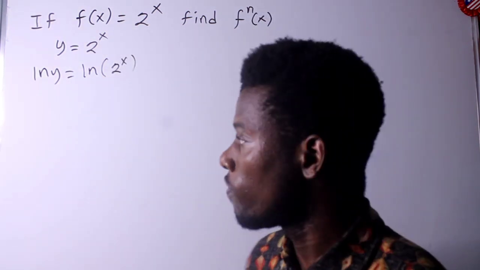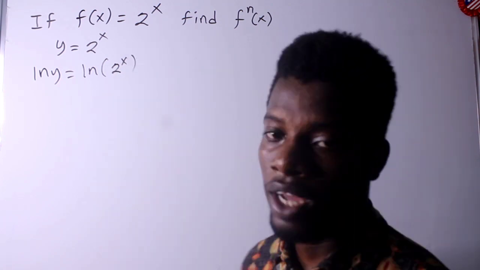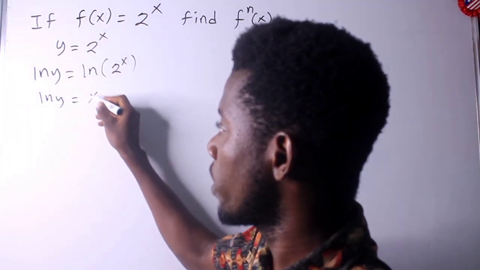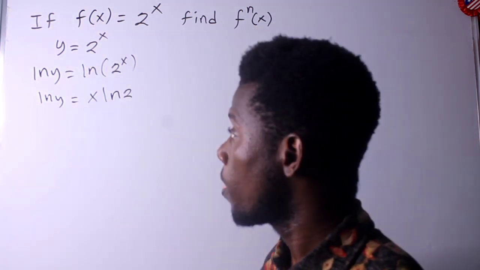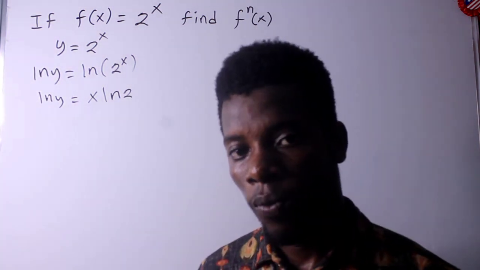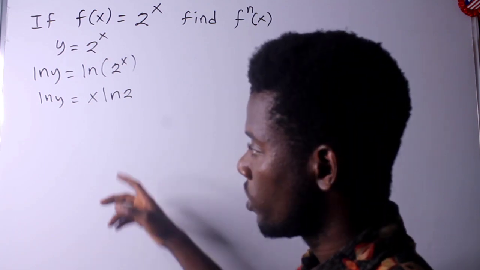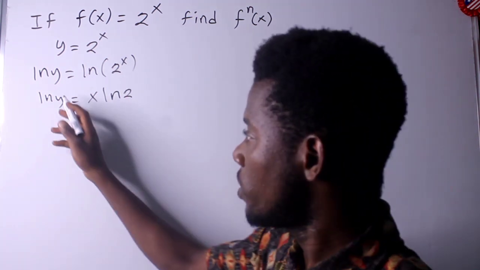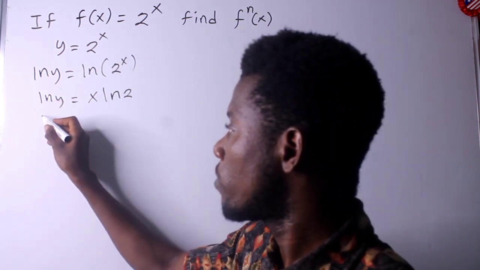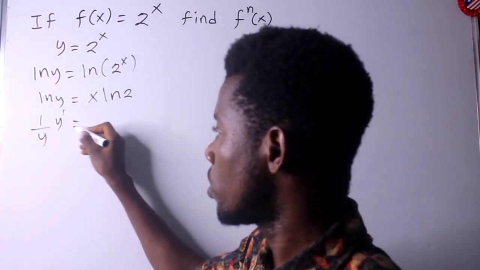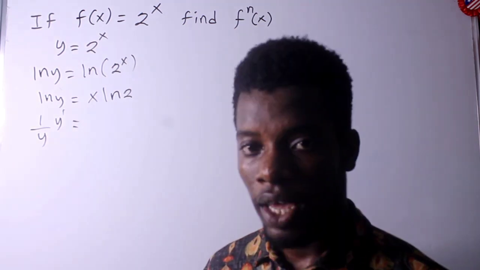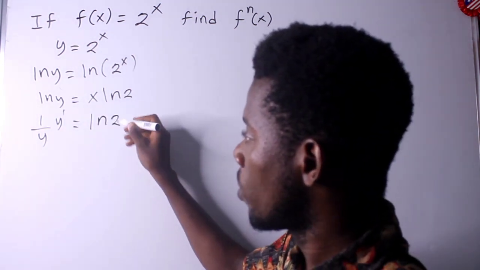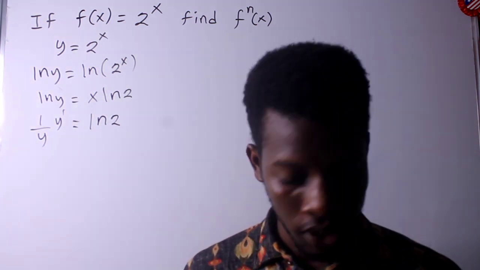According to one of the rules of logarithm, if you have a power of the argument, that power goes in front of the logarithm. So here you have ln of y is equal to x ln of 2. That's what you have. Now once we have this, we can differentiate each side with respect to each of the variables. So we differentiate this side with respect to y, and we differentiate this side with respect to x. So if we differentiate this side with respect to y, we have 1 over y times y prime is equal to, if we differentiate this side with respect to x, the derivative of x ln of 2 is just ln of 2, because the derivative of x is 1 and ln of 2 is a constant.